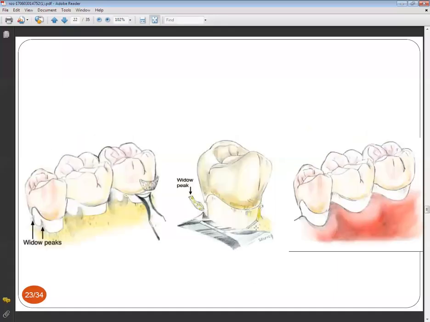So these widow's peaks are recontoured in the next step, that is gradualizing the marginal bone. So that sloping should be given while gradualizing the marginal bone. Widow's peaks are bony spikes which remain after your initial steps of resective osseous surgery, and they should be removed with the marginalization of your marginal bone.